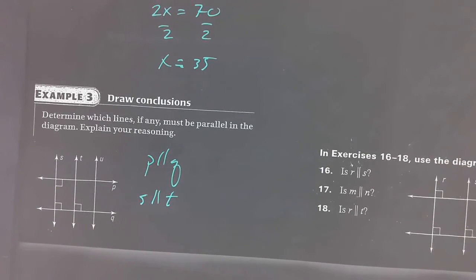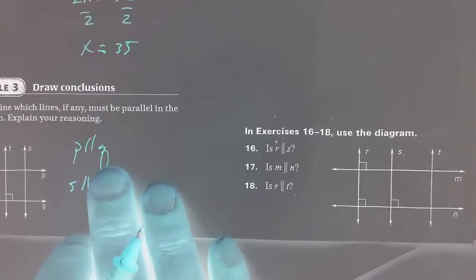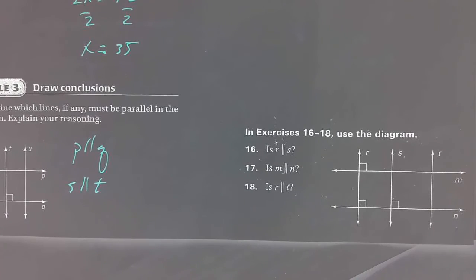Good. What about T and U? Do we know that U is perpendicular to anything there? No. What about S and U? No, I don't think we know that. So just P and Q and S and T. You try number 16 through 18. They're just yes or no questions. Use the diagram to determine if those lines are parallel based on that theorem 3.12. You try it.